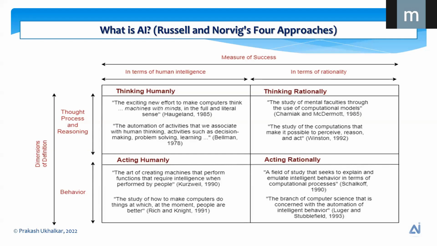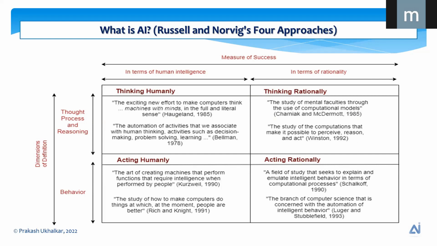Now, let us try to understand all these definitions a little more closely. These definitions vary along two dimensions. Roughly, the ones on the top concern thought process and reasoning, whereas the ones on the bottom address behavior. So the top two are thought process and reasoning, and the bottom two are behavior. The definitions on the left measure success in terms of fidelity to human performance, whereas the ones on the right measure against an ideal concept of intelligence, which we call rationality. A system is rational if it does the right thing given what it knows.